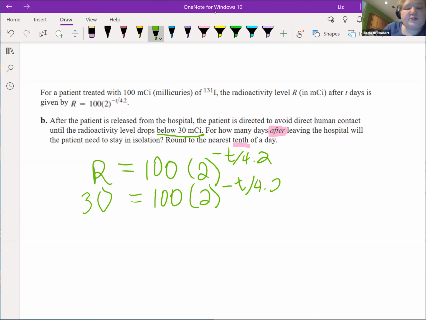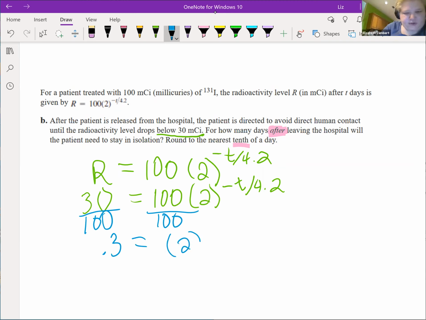They told us to round to the nearest 10th of a day. That is a time number, so we are solving for t. So the first step is get rid of the 100. Start at the outermost last operation and work our way in. So this becomes 0.3, 3/10. Now we have the 2 to the negative t over 4.2. So I need this t to come on the line.